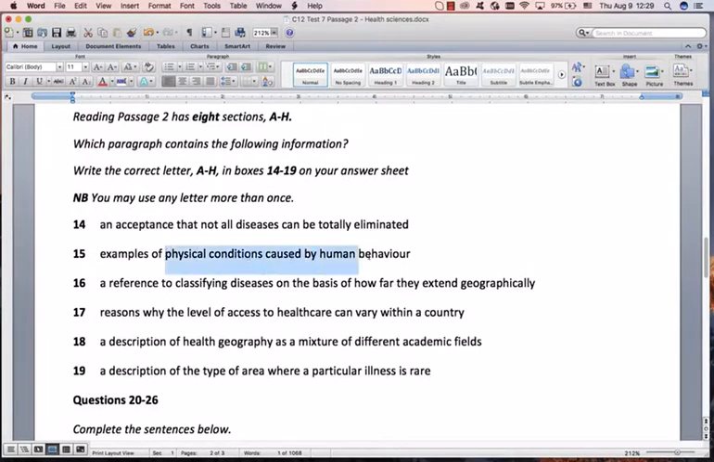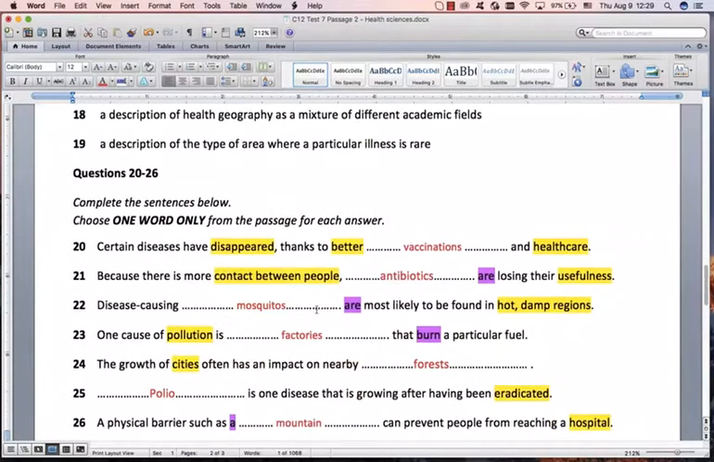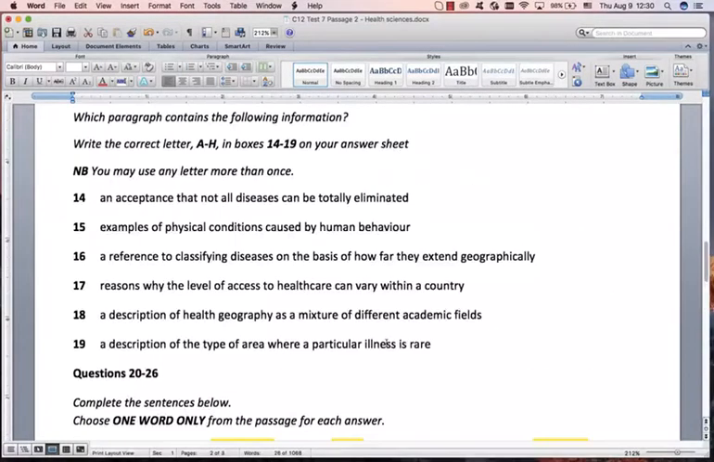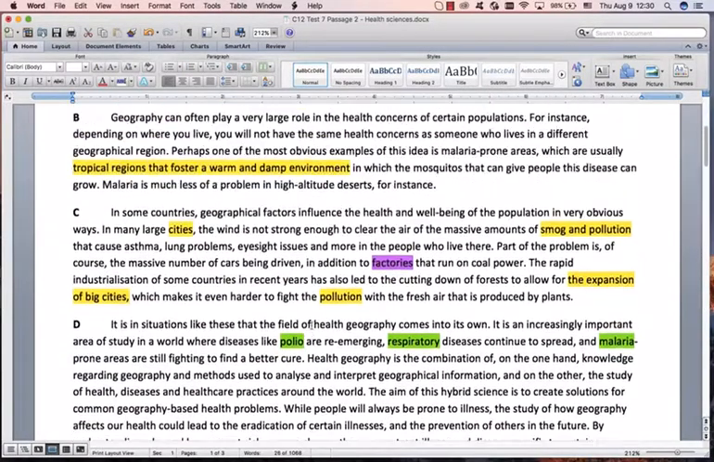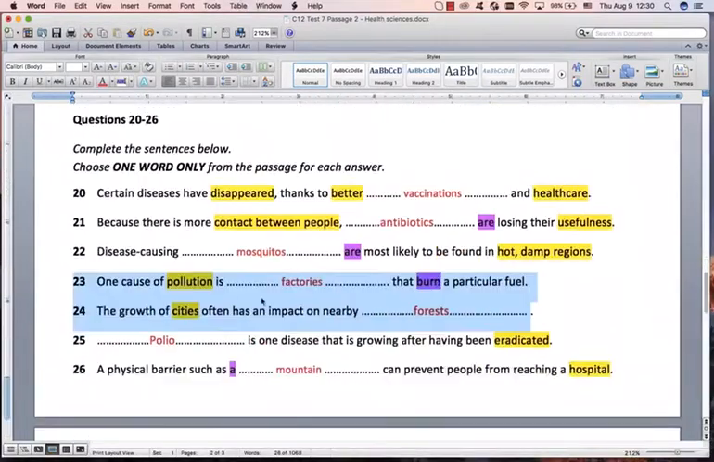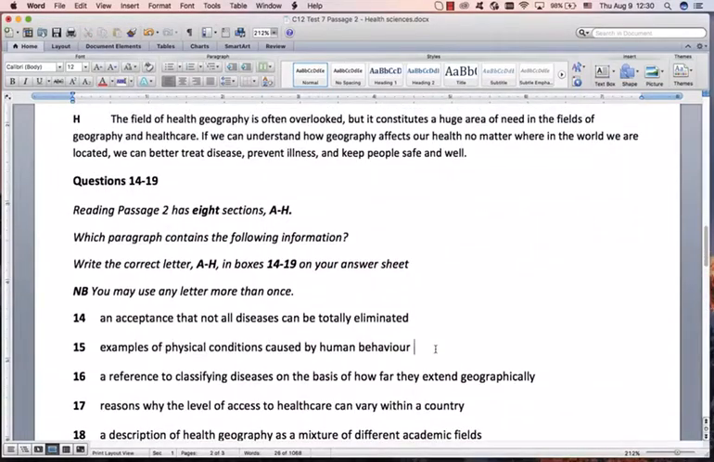Examples of physical conditions caused by human behavior. Now that's quite easy because I remember something about that. Can you see anything about physical conditions caused by human behavior? There's pollution, there's growth of cities and impact on forests. And that takes us to this paragraph over here. The physical conditions are the pollution, the big cities, the growth of the cities, industrialization, cutting down forests. So quite quickly, just from this clue over here, I would go with C over there.